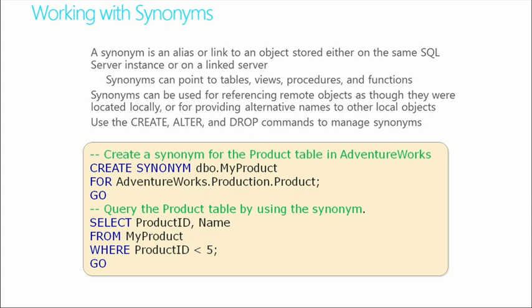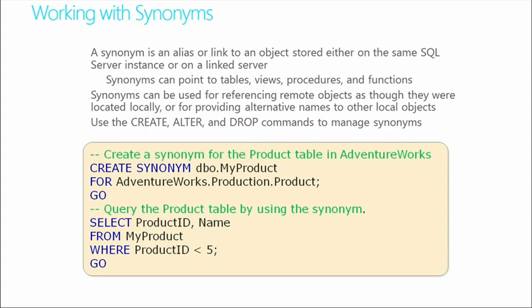As you can see here, we're going to create a synonym called my product for AdventureWorks production.product, and then we're going to be able to query the product table using the synonym to shorten the name required to reference that object. So we're going to select product ID and name from the synonym called my product, where product ID is less than 5, and then we'll execute that.